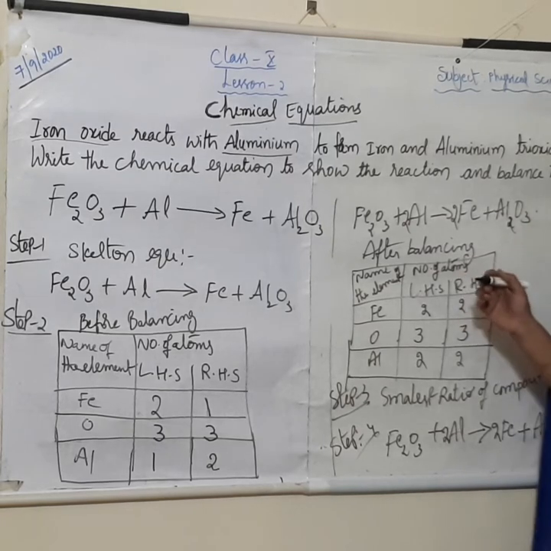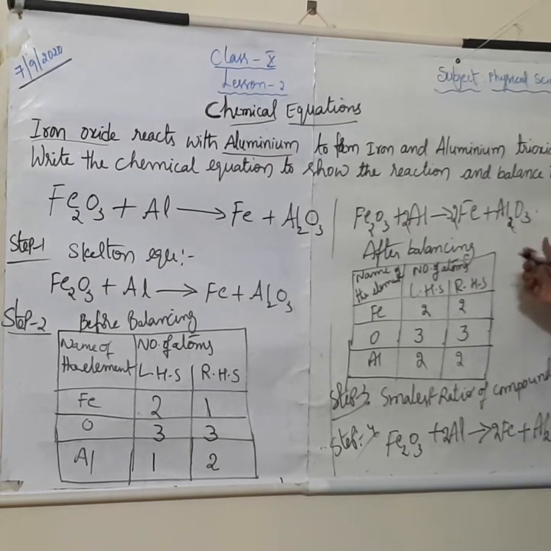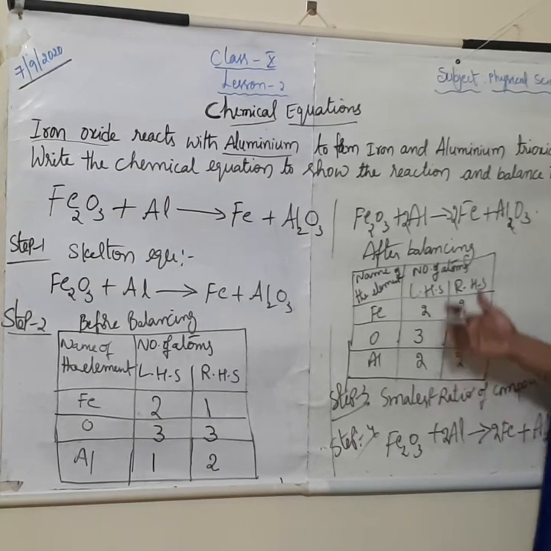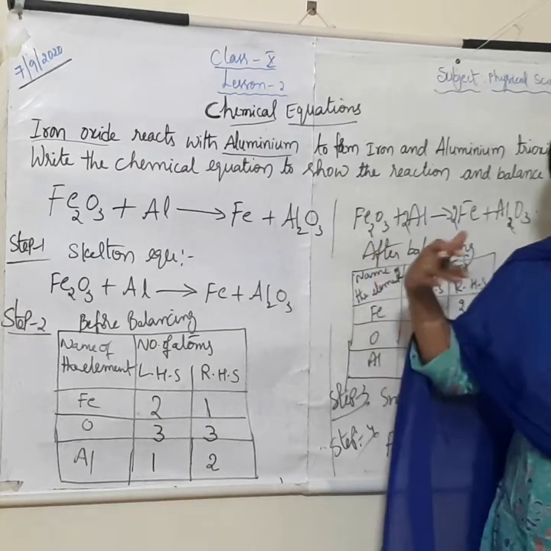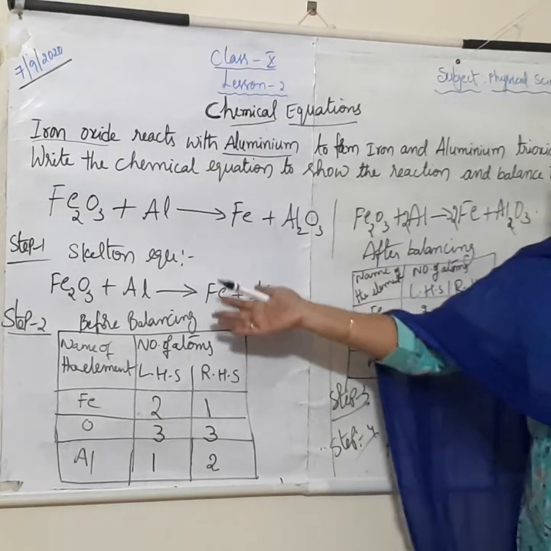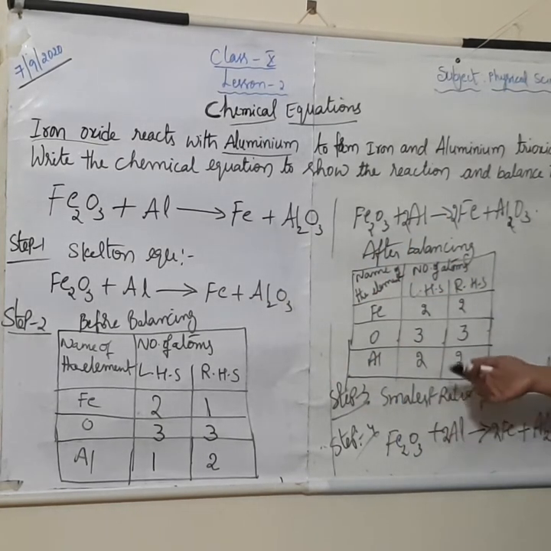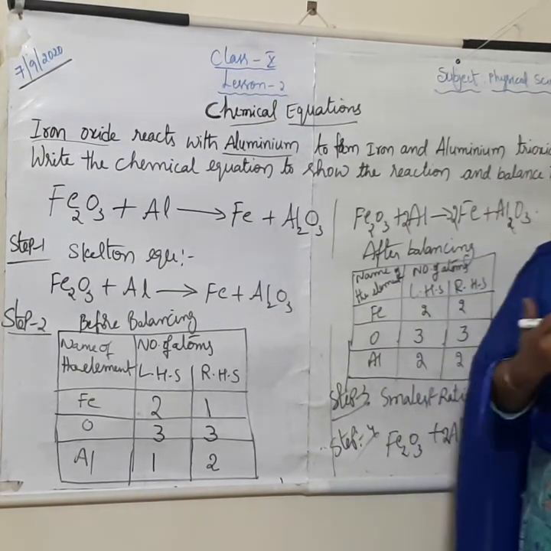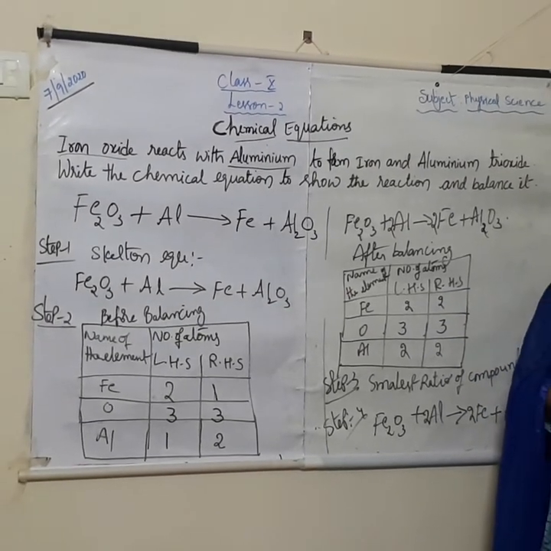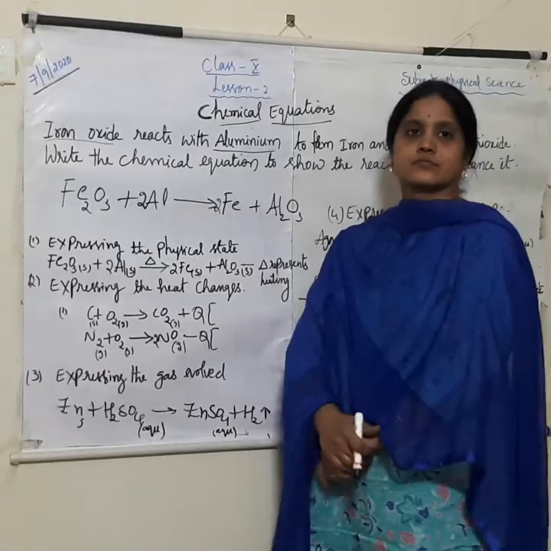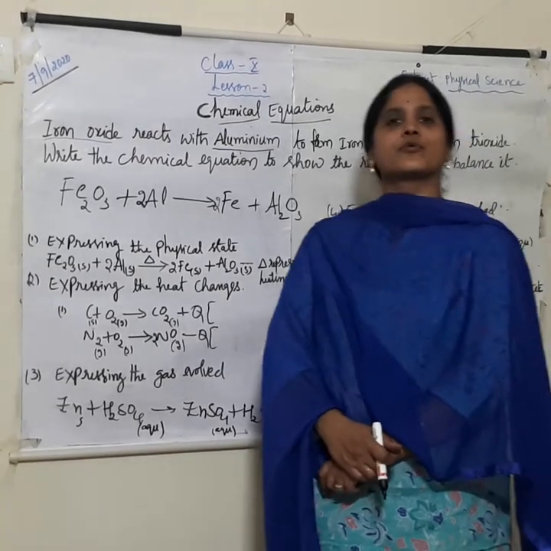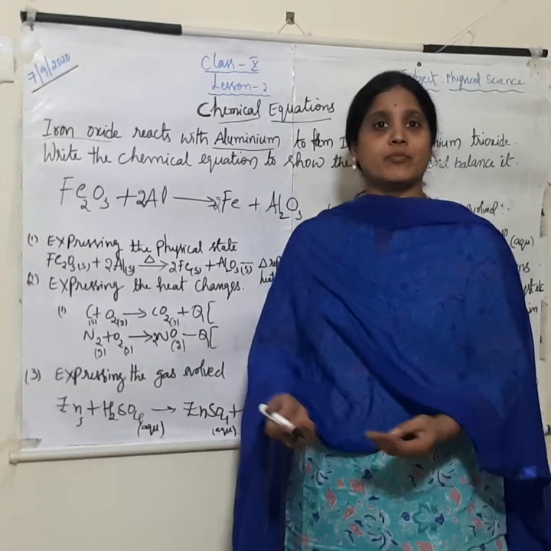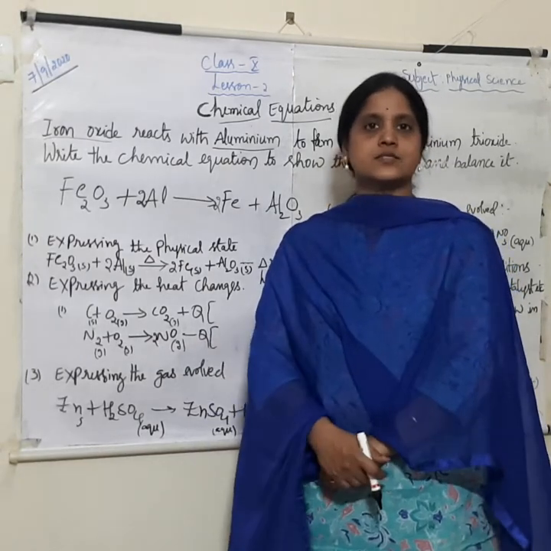After balancing a chemical equation, what information can you get? When an equation is given, how to balance it by step 1, step 2, step 3, step 4, you know that. Then after getting a balanced equation, what information can you interpret? Students, you know how to balance a chemical equation. After balancing, what information can you get from the balanced one?